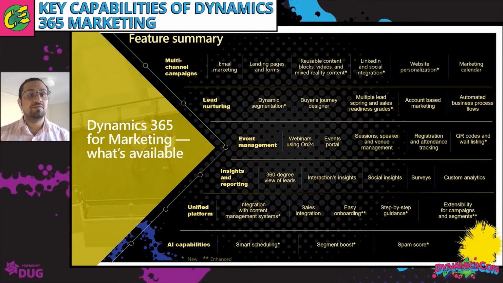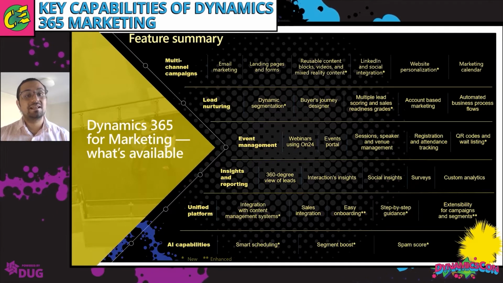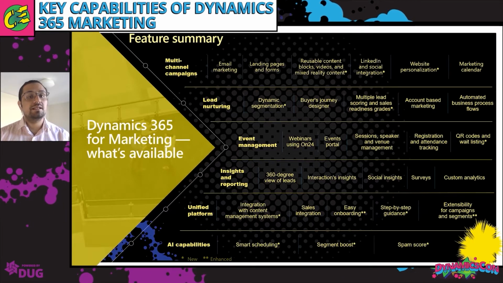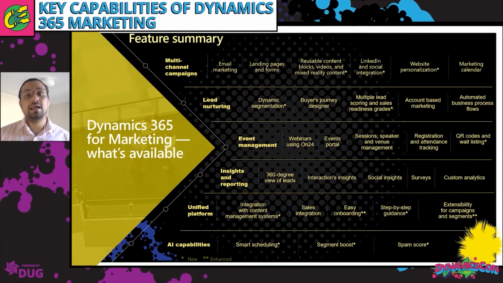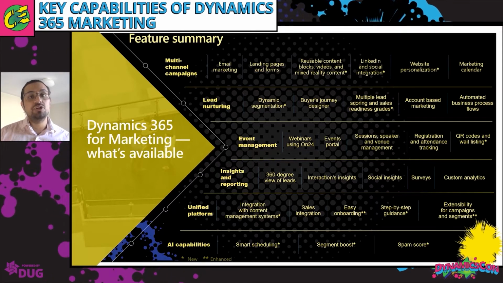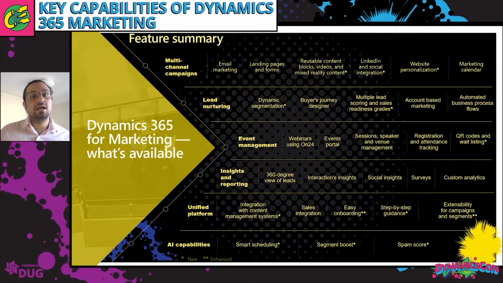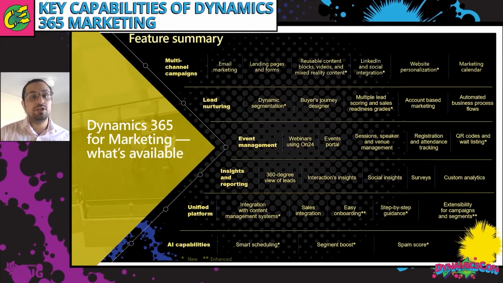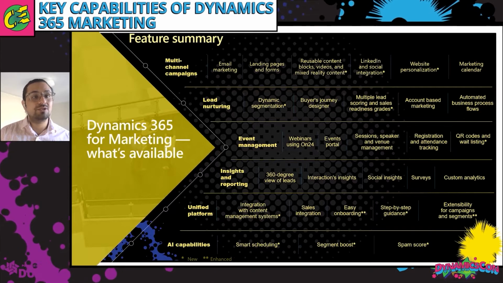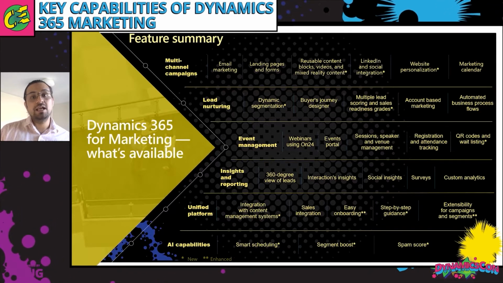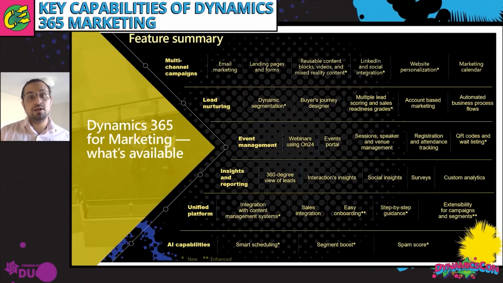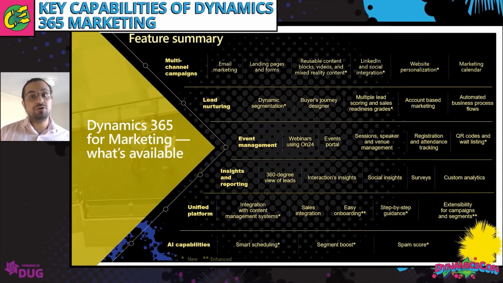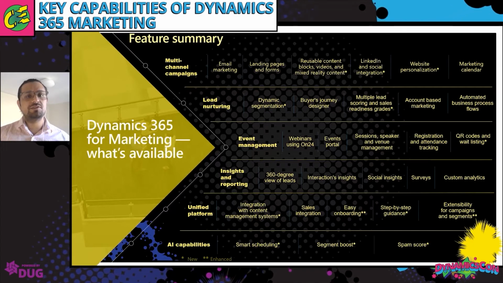The system also comes with some AI capabilities like smart scheduling, segment boost, and spam scoring. Whenever you are running a campaign and create a template, you can define, based on the content you put in the template, what the spam score looks like, whether it's good or bad. If I send this campaign to the customer using email, will it land in the spam folder or not? Those are the kinds of great features we have.